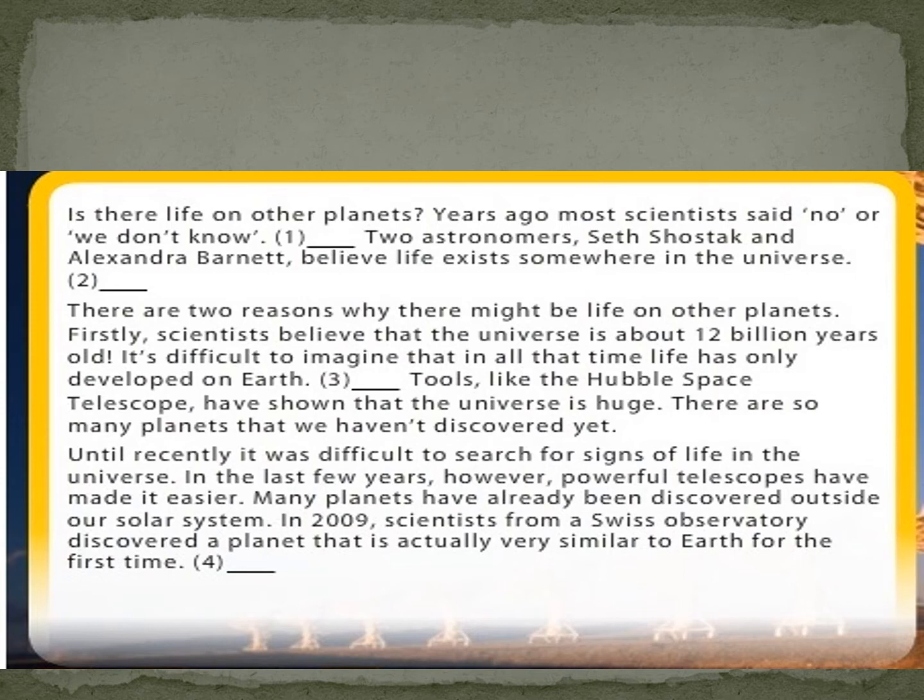And now we are left with the last missing sentence. 4 is A. The name of this new planet that is similar to Earth is Gliese 581e, and it is about 20 light years away from Earth. Okay.